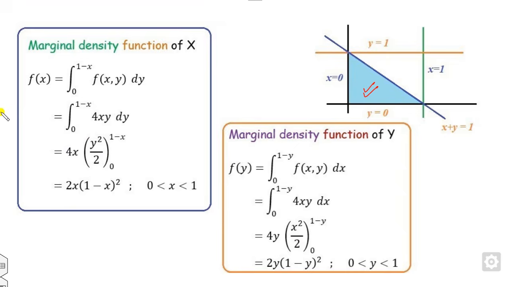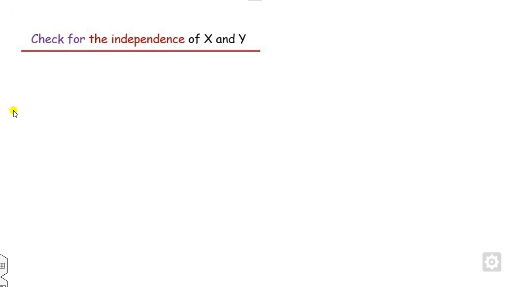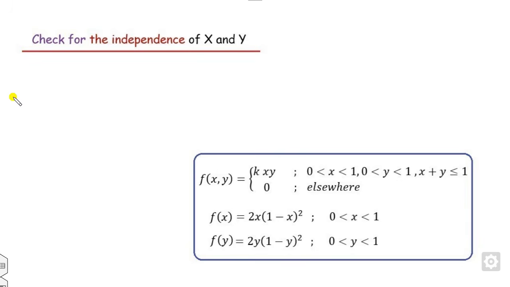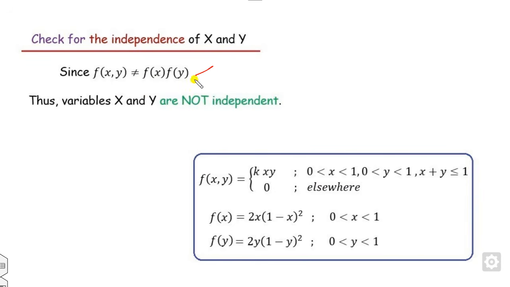Now you can check whether they are independent or not. So what you have to do is check whether this condition holds or not. You can clearly see that the product of this is not equal to this. So it means they are not independent.